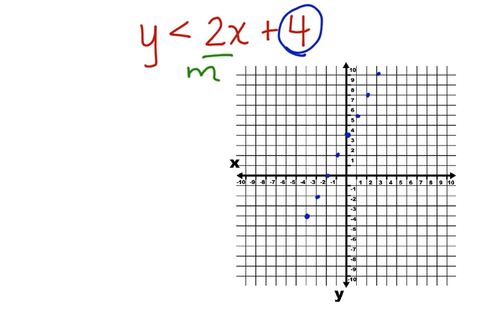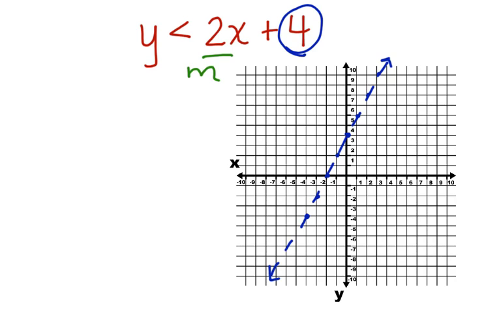Now, look back at the inequality. y is less than 2x plus 4. y doesn't include any of the points on the line 2x plus 4. So we are going to make this a dotted line to show that none of the solutions for this inequality are going to be on that line.